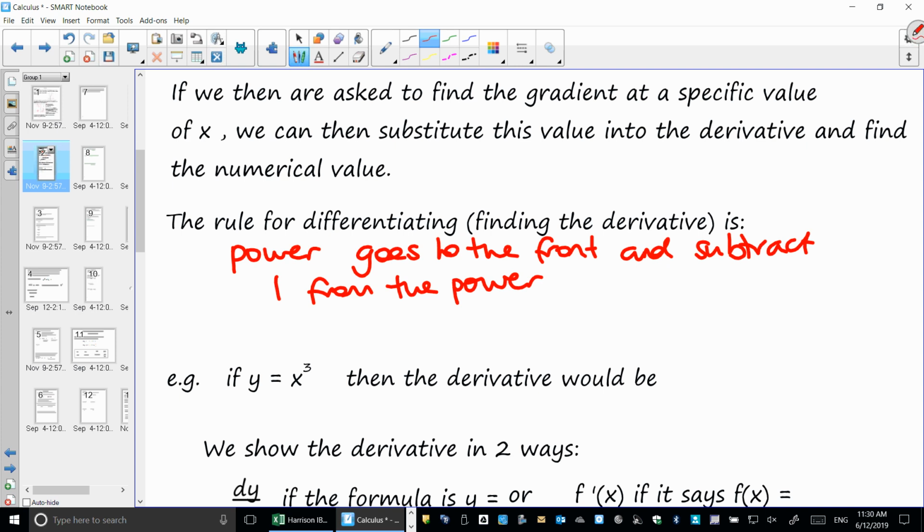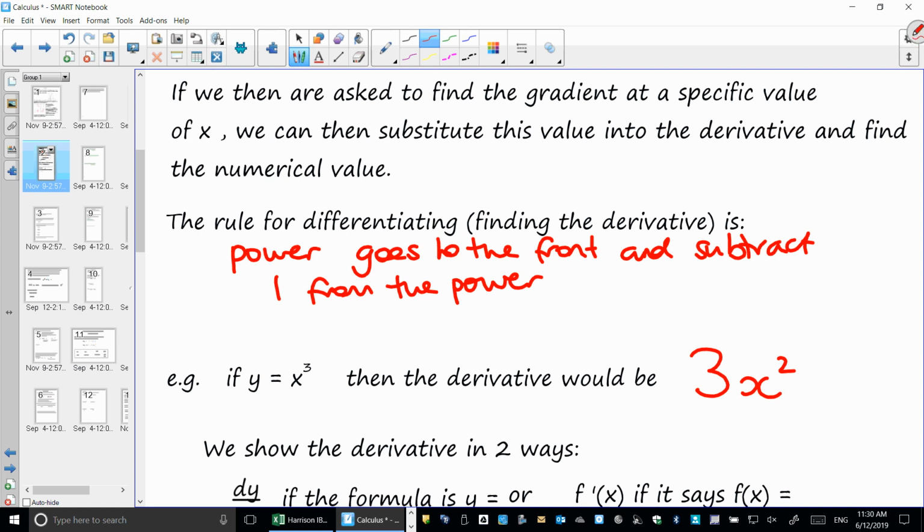So if I've got y equals x cubed, following this rule, what's my derivative going to be? It's not going to be y equals. It would be 3x squared, because my power has gone to the front, and I've taken one off. But we wouldn't call it y, because y refers to the function.